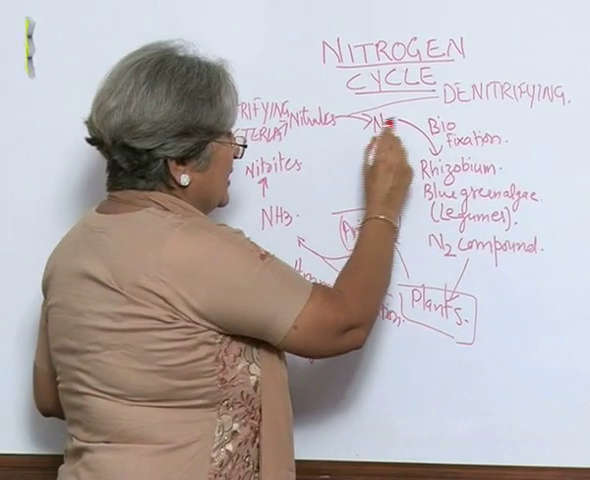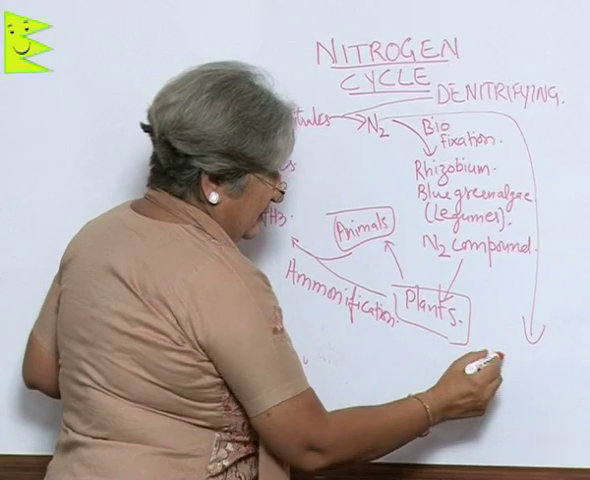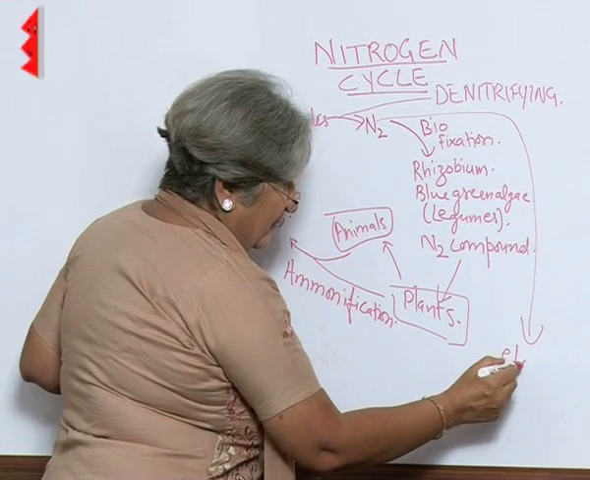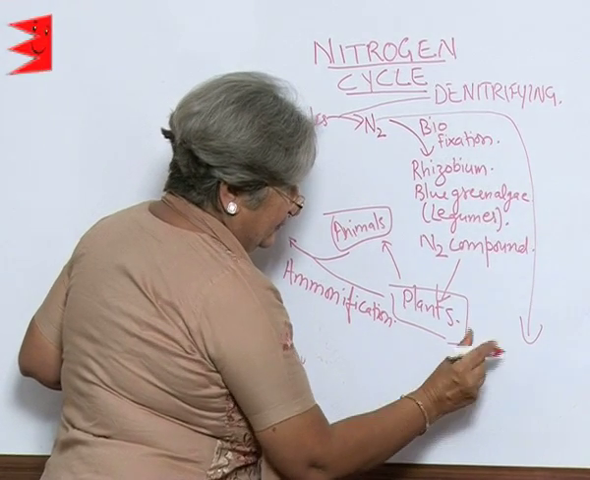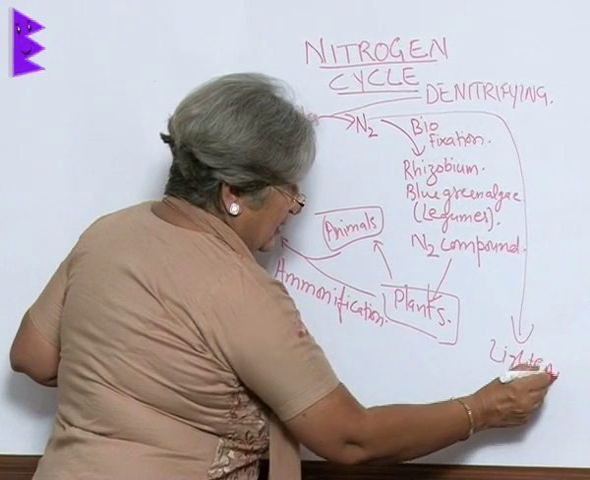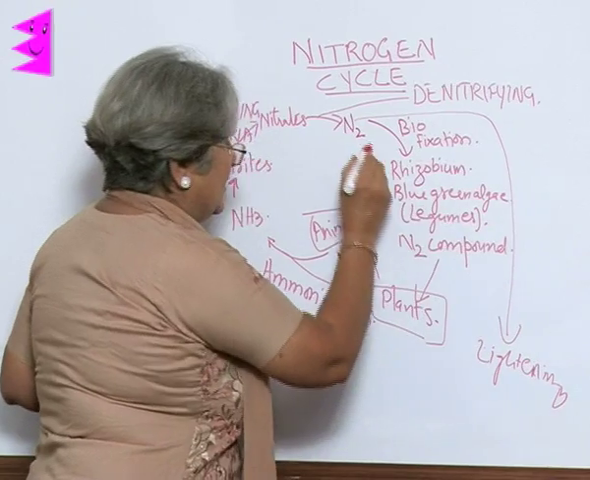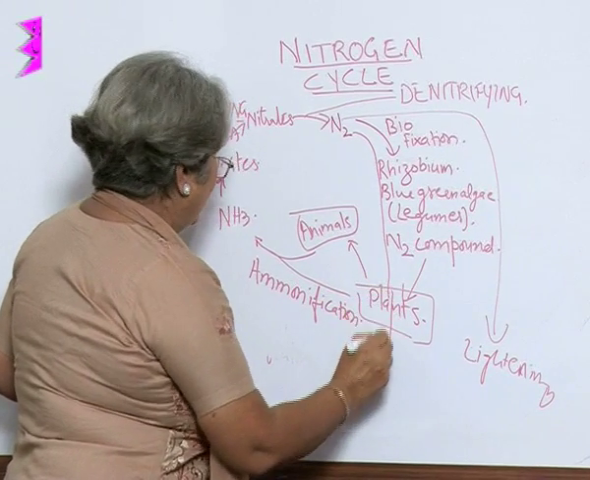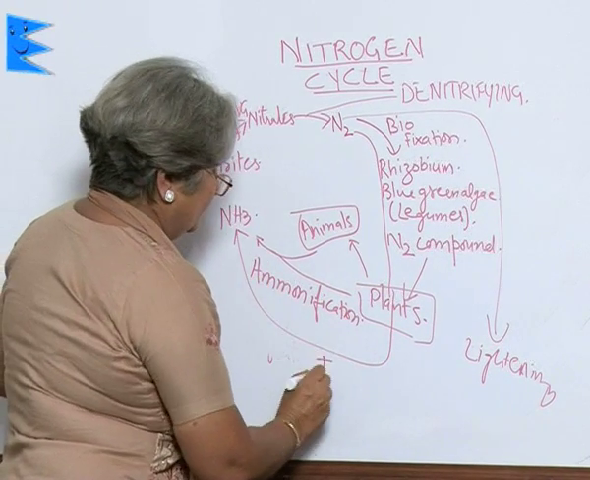Some of the nitrogen is also fixed by lightning. Some of it combines with hydrogen and forms ammonia.